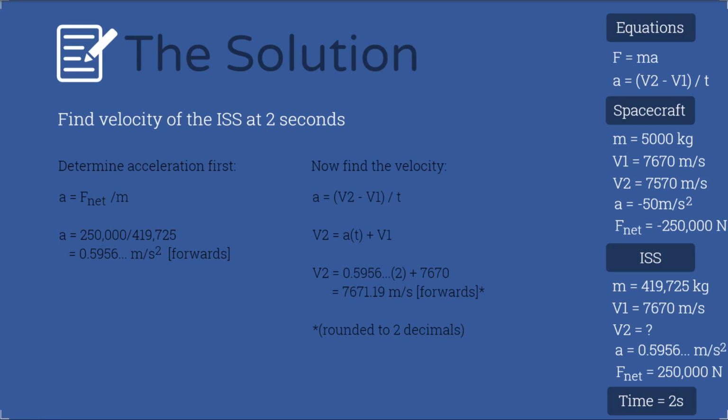Now all that's left is to find the velocity. To do this, we'll need this equation. Before we can use it though, we need to rearrange it for v2. After rearranging the equation, we get v2 equals a times time plus v1. Plug our variables from here into the equation and we get our final answer, 7,671.19 meters per second forwards. Now this answer is rounded to 2 decimals, so don't be afraid that you got it wrong if you had more decimals.